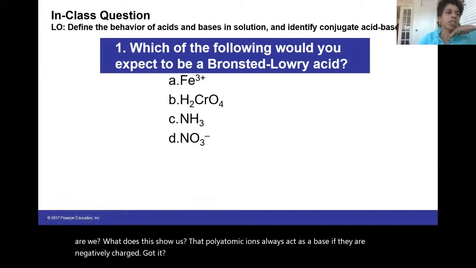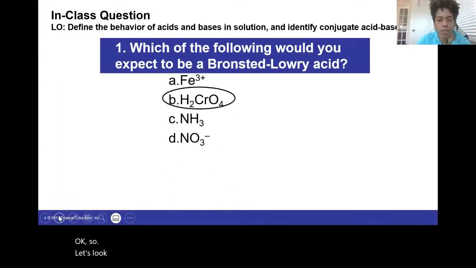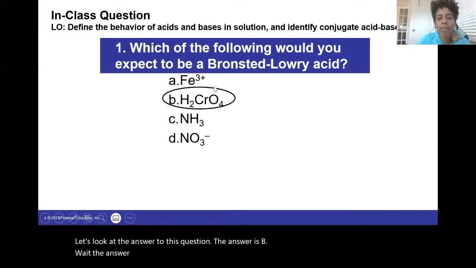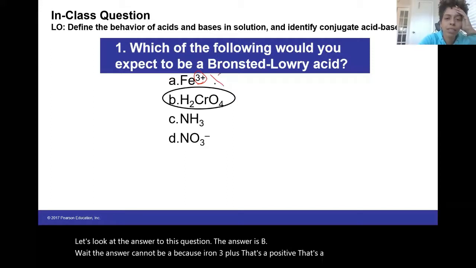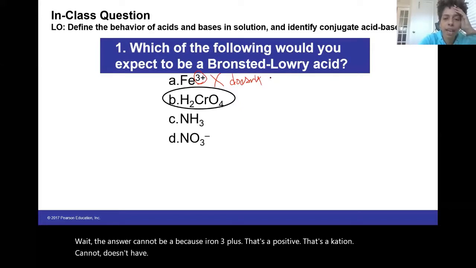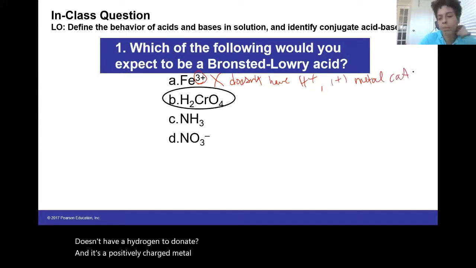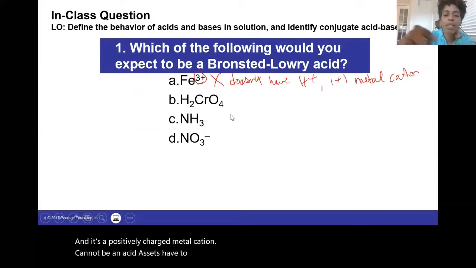All right, next question. Let's look at the answer to this question. The answer cannot be A, because iron 3+ is a positive, that's a cation. It doesn't have a hydrogen to donate, and it's a positively charged metal cation. It cannot be an acid. Acids have to have hydrogens.